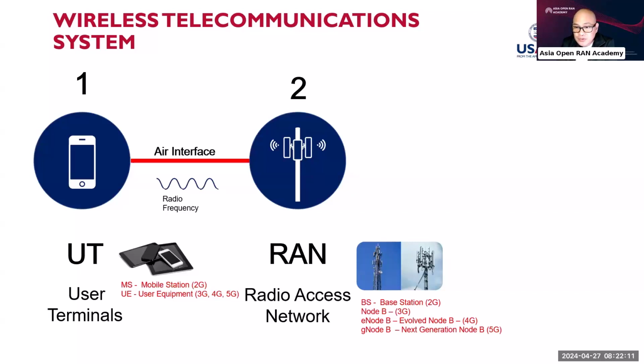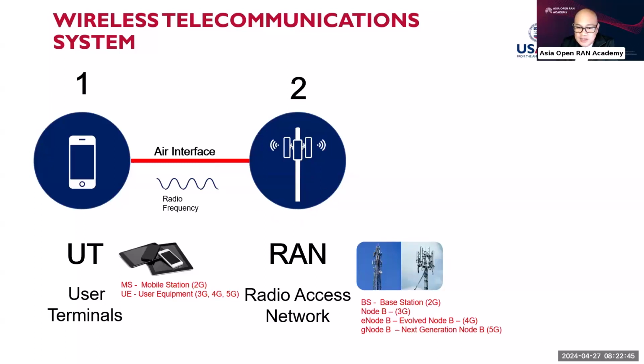The RAN and the user terminals are connected through the air interface, or what we call the radio frequency. Okay, and RAN in the Philippines and in other countries operates in different sets of frequencies. We have FDD, or frequency division duplex, and TDD frequencies. It starts from 450, 900, 850, 700, 1800, 2100, and so on.